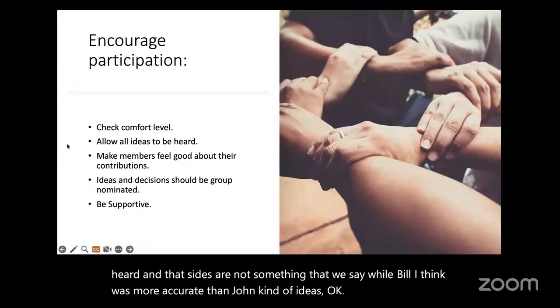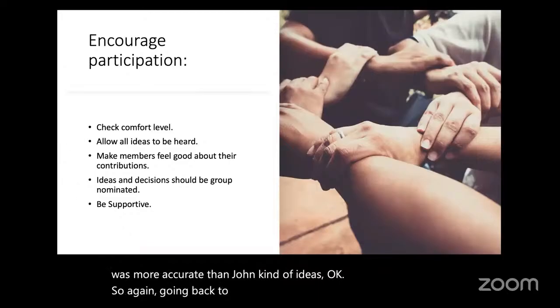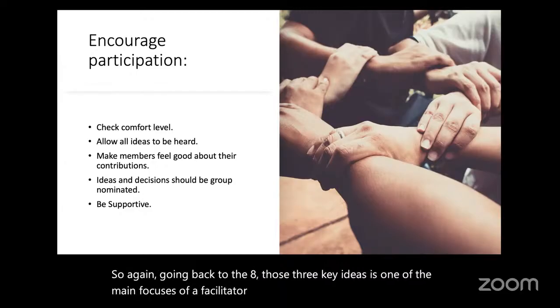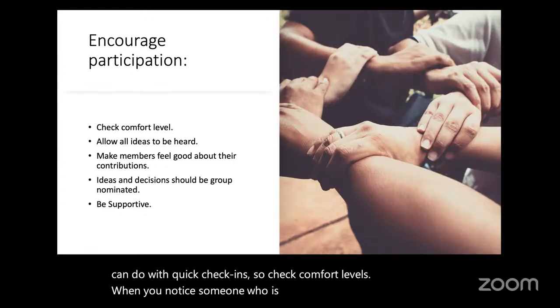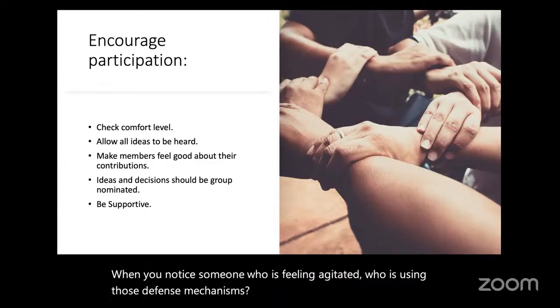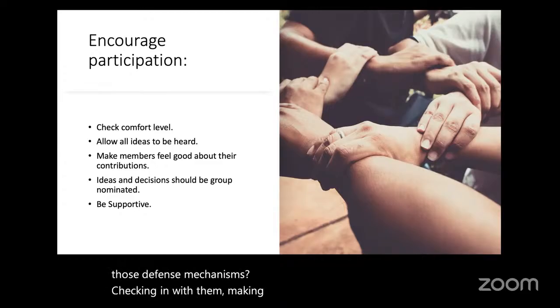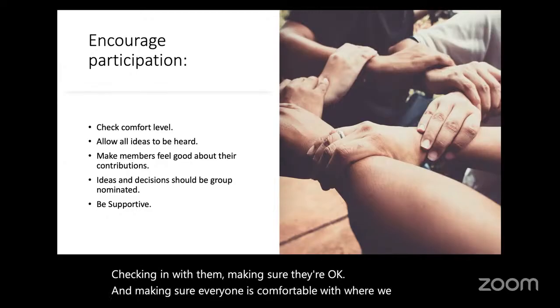So again, going back to those three key ideas, one of the main focuses of a facilitator is to encourage participation. Okay, this can be done with quick check-ins, so check comfort levels. When you notice someone who is feeling agitated, who is using those defense mechanisms, check in with them, making sure they're okay, making sure everyone is comfortable with where we are in the group setting.